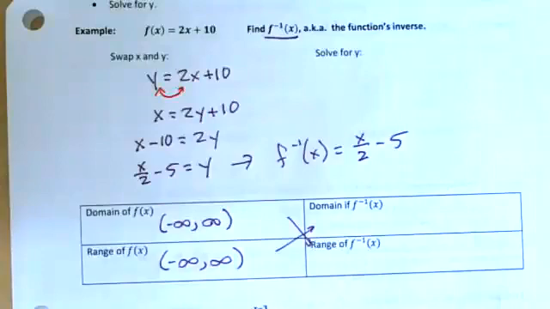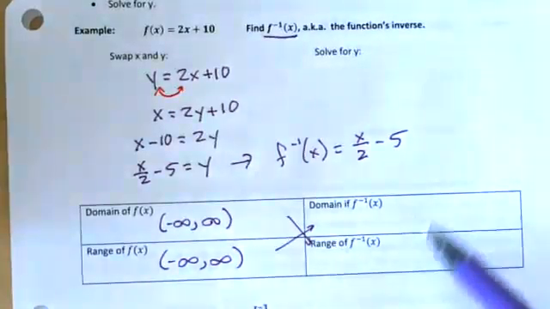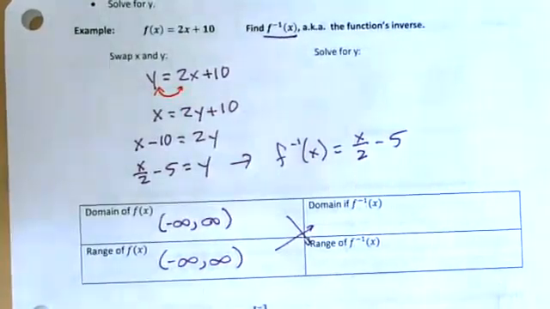Did our prediction hold up? Did we end up with the exact same domain and range for the inverse? It's another line, so it should have the same domain and range. Cool.